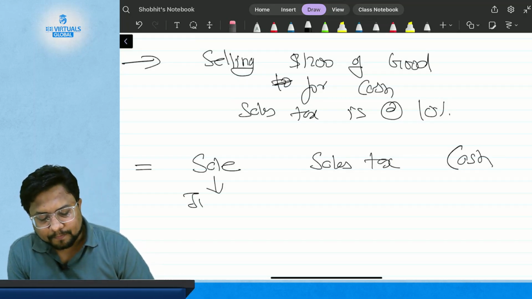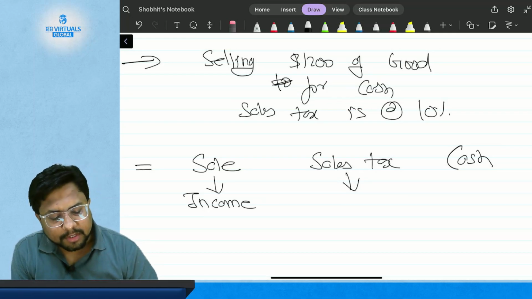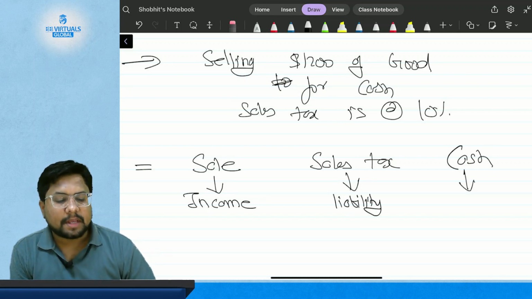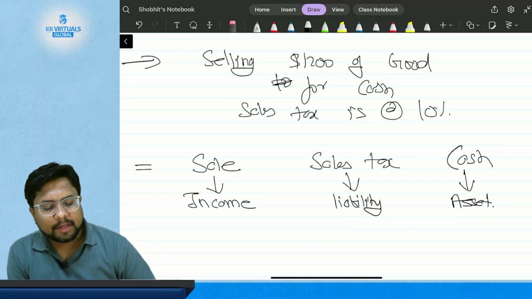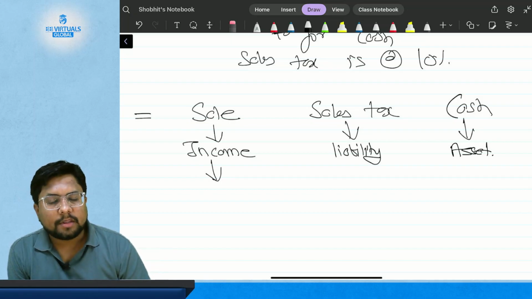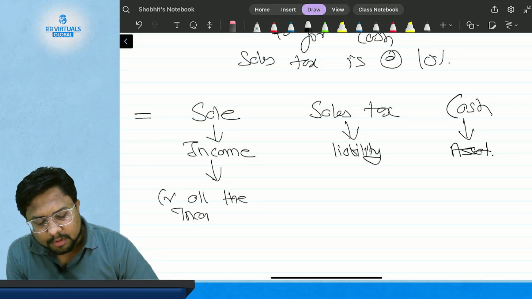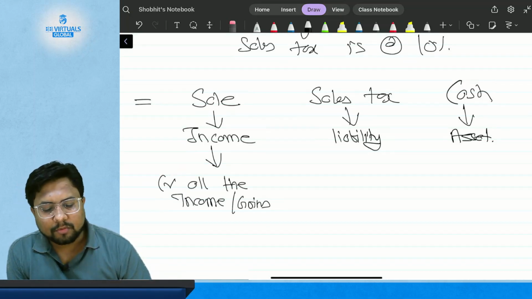Now what is sale? Sale is the income. And what is sale tax? This sale tax is charged on the sale. Every time the tax is charged on the sale, it is the output tax. So it is your liability. Output tax is your liability. And what is cash? Cash is the asset. Now, if this is the income, the nominal account rule will apply, that is credit all incomes and gains.